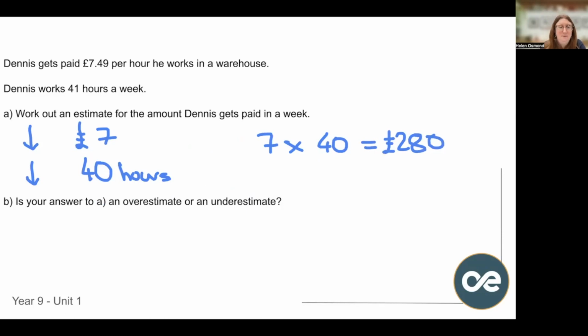in a week. Now, is it an overestimate or an underestimate? If I have rounded both numbers down in this situation and it's a multiplication, I'm going to have an underestimate because actually he gets paid a bit more and he works a few more hours. So this is an underestimate. So always worth having a look at the context of the question and have a think to see whether we're over, under, or if there's not enough information to tell us.